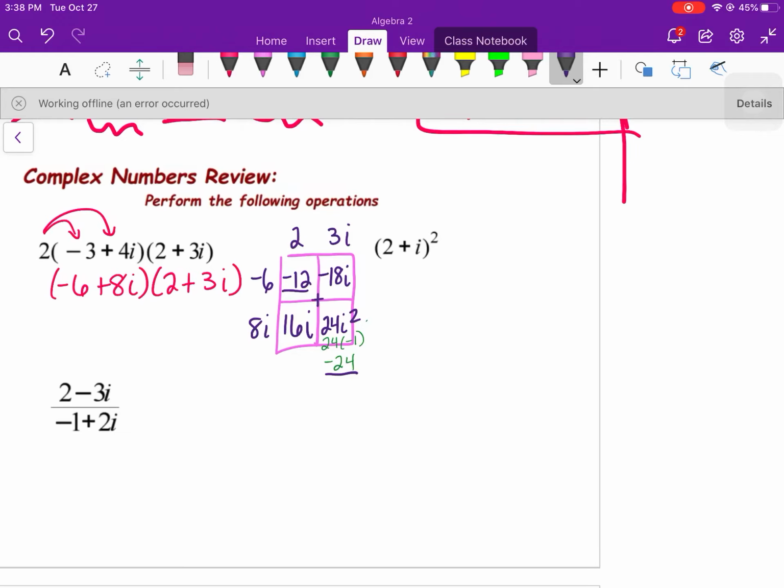So adding those together, once you've multiplied it out, you combine like terms using addition, which would be a -12. And then you have a -18i plus a 16i, and that's going to be -2i. So if you multiply it out and then combine like terms, that's what's left. Put the real part first and then the imaginary part.